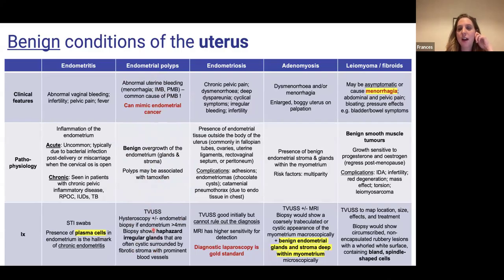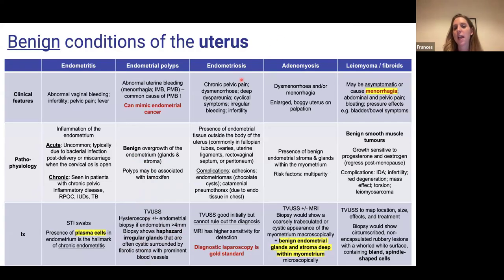You can actually just get rid of that polyp via hysteroscopy with a polypectomy. And on biopsy, you would see haphazard, irregular glands. They're cystic and they tend to be surrounded by stroma. So glands and stroma, they're just normal endometrium, but they're in the form of a polyp.